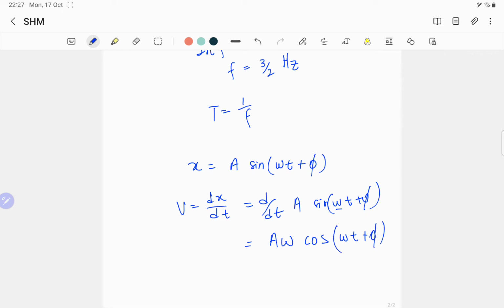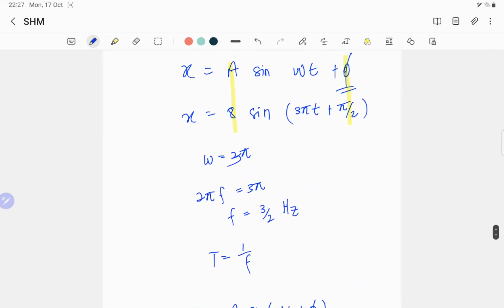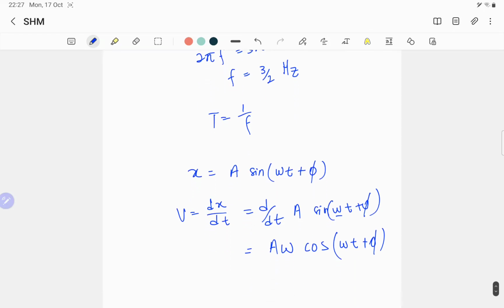Try to relate with this equation and rearrange in these terms, and you will get the equation for v, that means for velocity. So now we have velocity: v equals A omega cos (omega t plus phi).